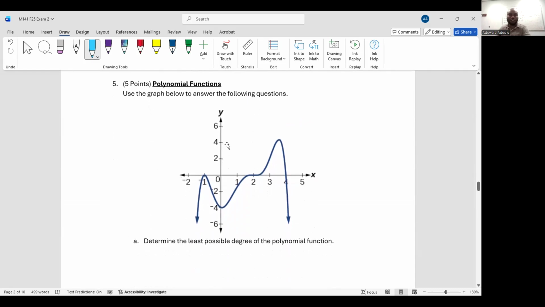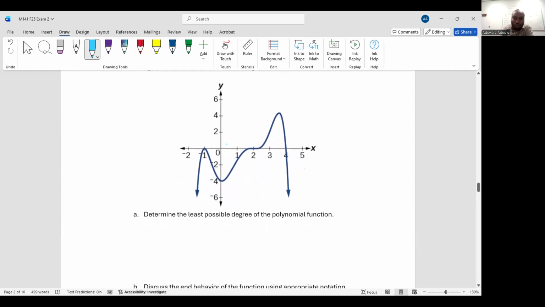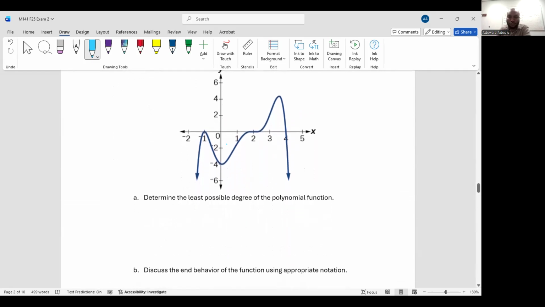Okay, problem 5. Use the graph below to answer the following questions. Determine the least possible degree of the polynomial function. Well, we can see this graph is actually tricky. We have intersect here, intersect here, intersect here. We have 3 turning points. We have one here, we have one here.